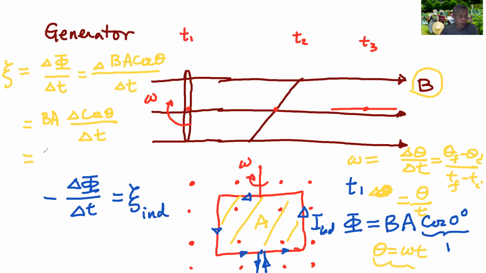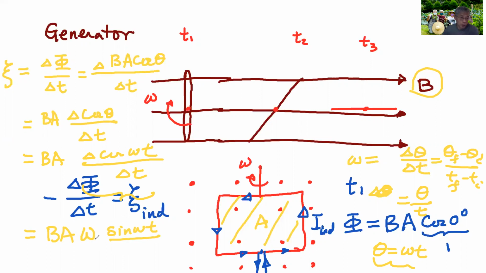So then I will have BA delta cosine omega t and then delta t, okay? So here, I'm just going to assume that you have studied some of that calculus. So then this will come out to be BA, and then omega will come out, okay? And then that will become sine omega t, okay? And then there will be a negative sign coming out too. But there was a negative sign right there. So there was a negative sign everywhere, right? So then that becomes positive, right?